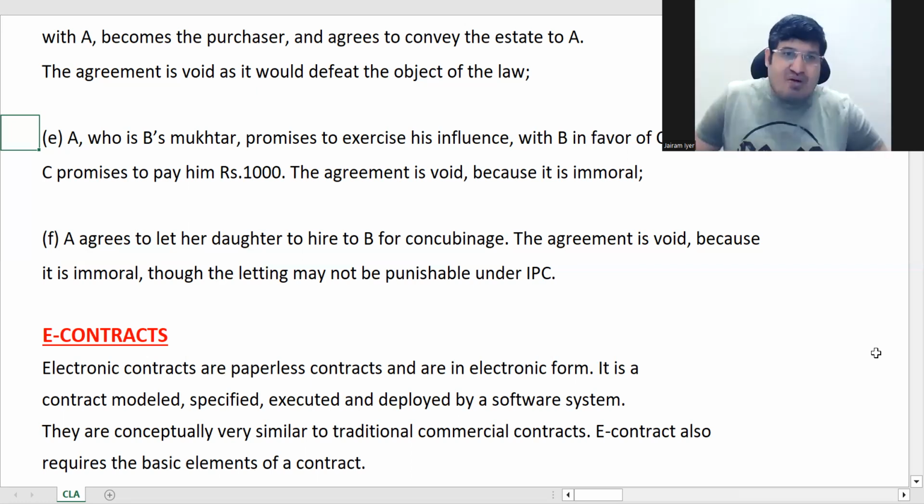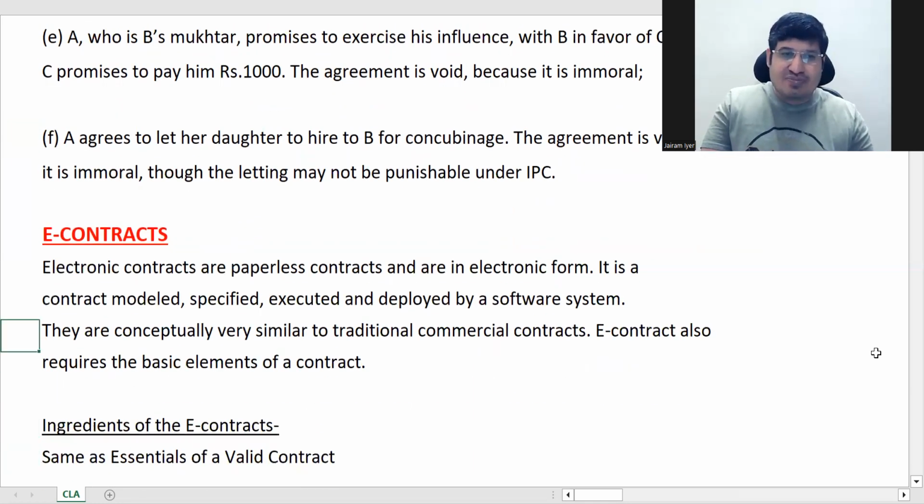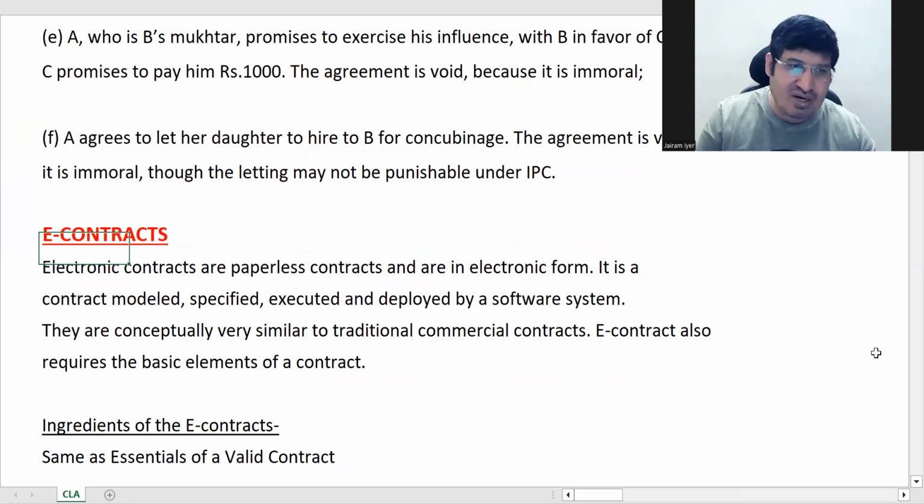Right. So the next part is e-contracts. E-contracts are electronic contracts.